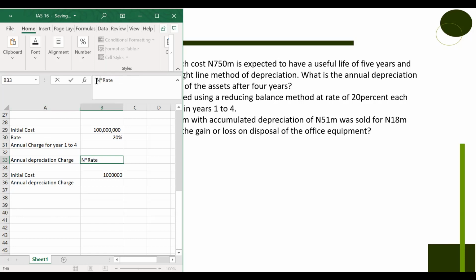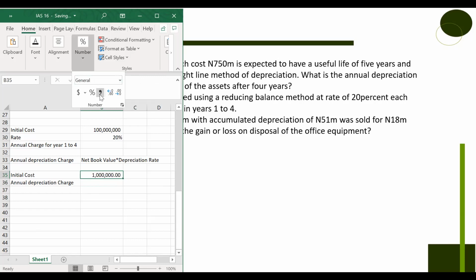Your net book value. Let me use our proper English. Net book value times your what? Your rate. Your depreciation rate. The reason I use net book value is so that you are getting familiar with all these terminologies. I would have just used cost, but it's better you start getting used to all these terminologies so that you can be speaking like a proper accountant.